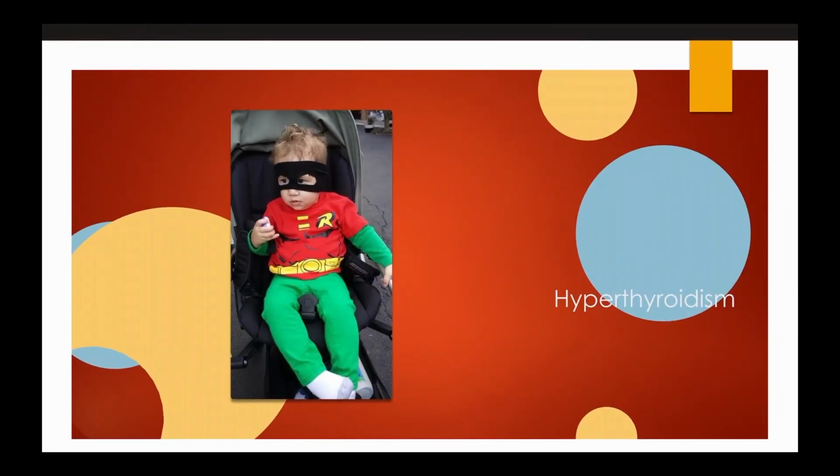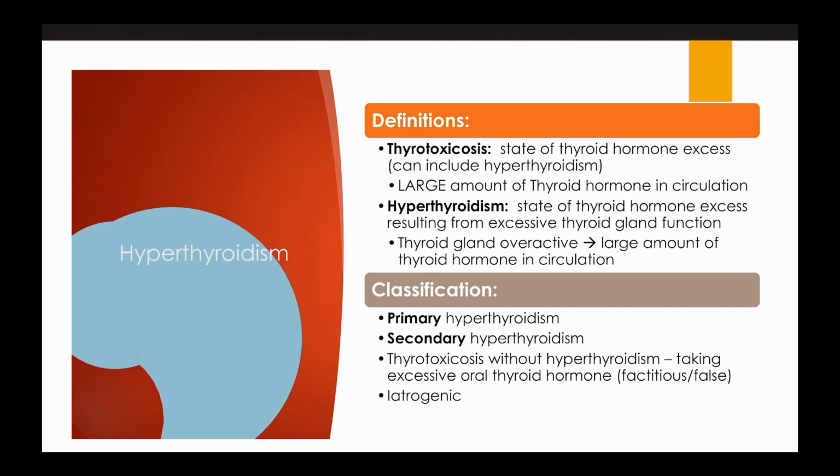Here's another one. Okay, so hyperthyroidism. So definitions, thyrotoxicosis is just a state of thyroid hormone excess. It can include hyperthyroidism, but basically there's just a large amount of thyroid hormone in circulation. That's called thyrotoxicosis. Hyperthyroidism is a state of thyroid hormone excess as well due to excessive thyroid gland function. So it's overacting. It's going crazy. It's pumping out tons of thyroid hormone. So large amounts of thyroid hormone get dumped into circulation.